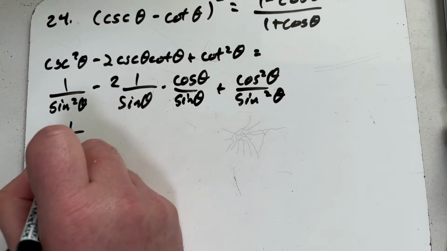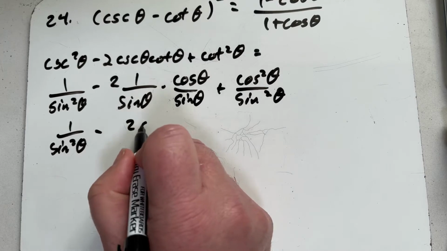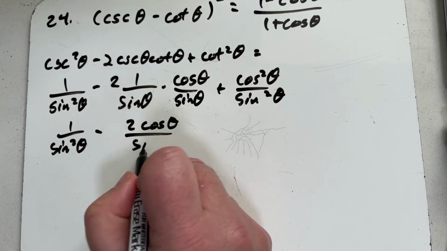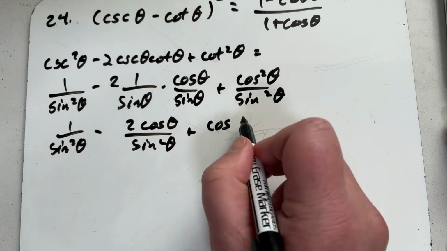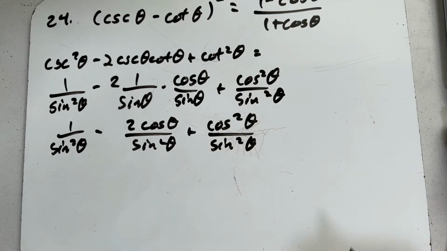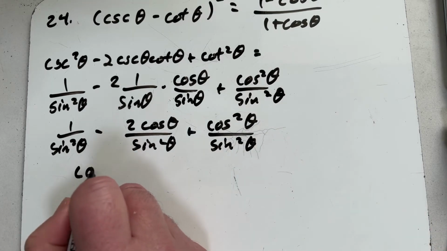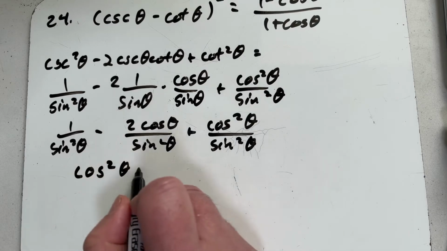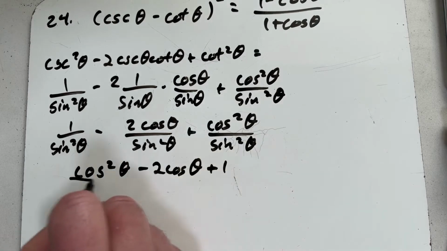So let's simplify this one more step. I don't want to skip it and confuse people. I have 2 times cosine on top, and I have sine squared on the bottom. So we can actually combine this entire thing into one term. So I'm going to have cosine squared. I'm going to rearrange this a little bit. Cosine squared minus 2 cosine plus 1 all over sine squared.